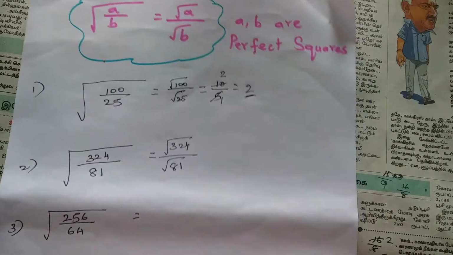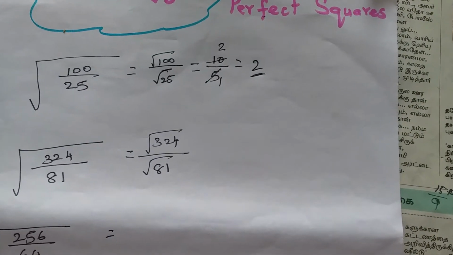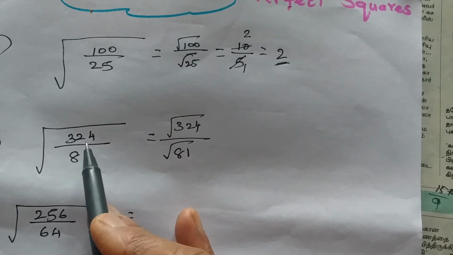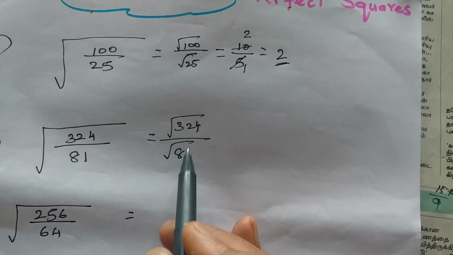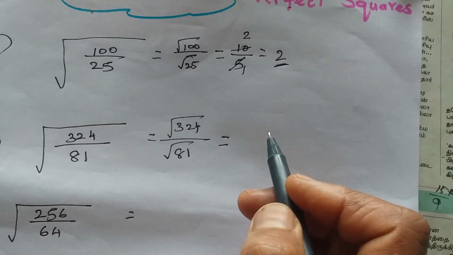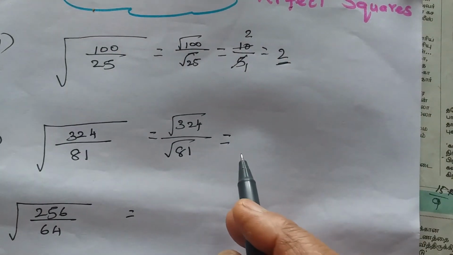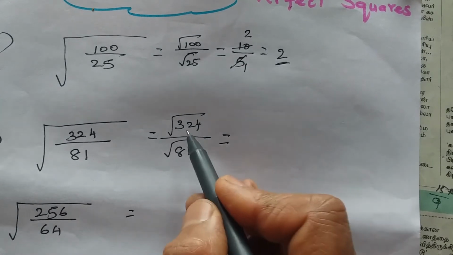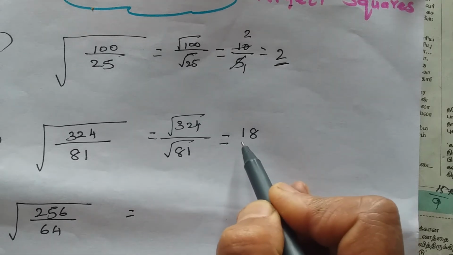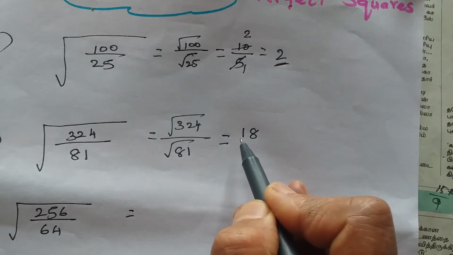Let's see a few more examples. Root of 324 by 81. So, you can split it as root of 324 divided by root of 81. What is root of 324? If you are thorough with the square table between 1 and 20, you can easily remember this is 18. It is a must that you should remember the square table from 1 to 20.